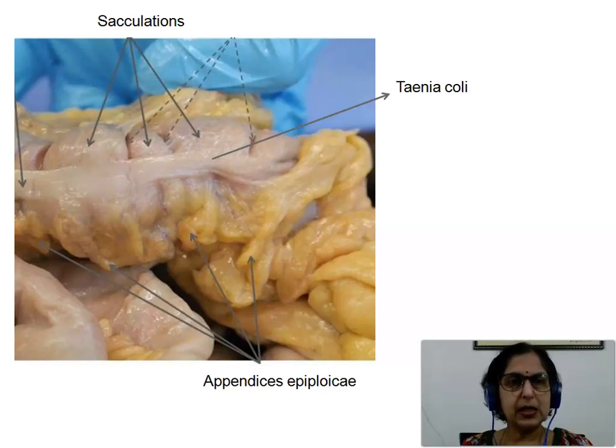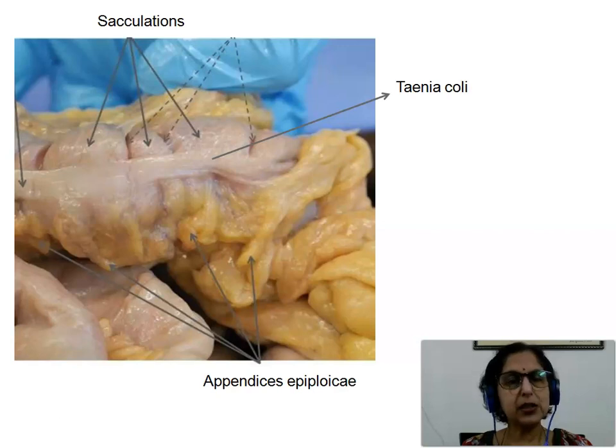Thus, the area or the wall of the large intestine between adjacent bands of tinea coli will be outpouched or puffed up, and that is what gives rise to these dilatations, which are called saculations on gross, and they are called haustrations when we see them in the X-ray plates.